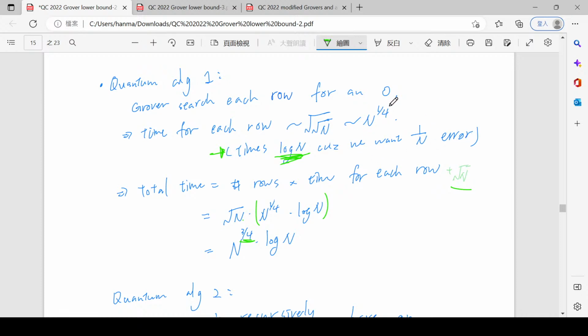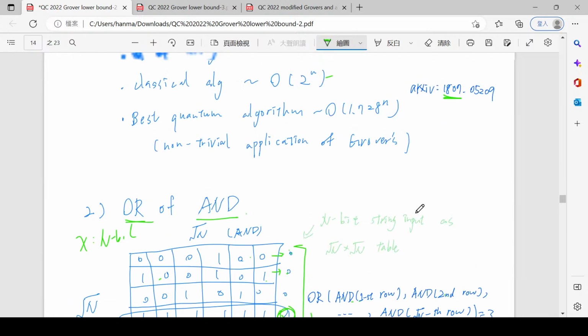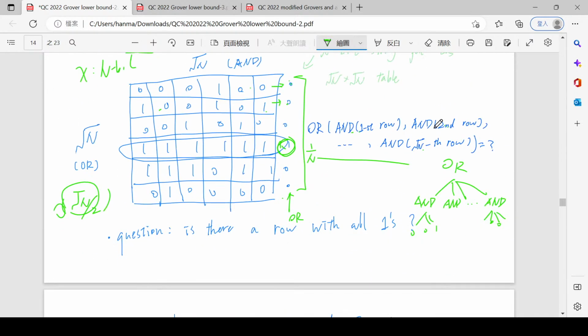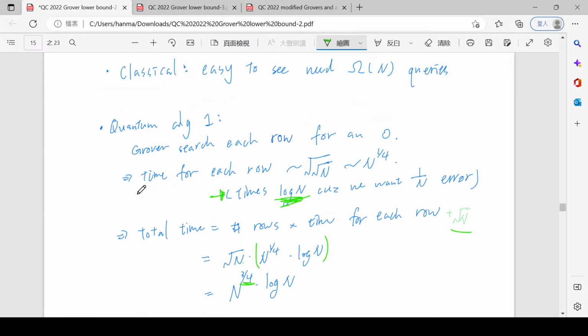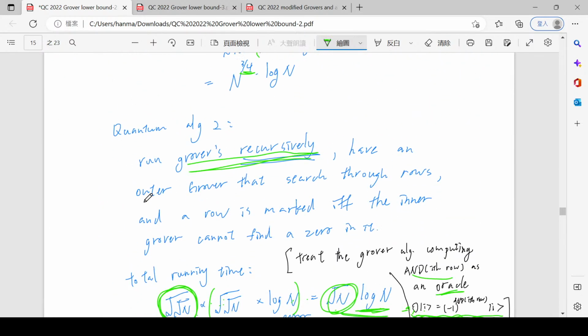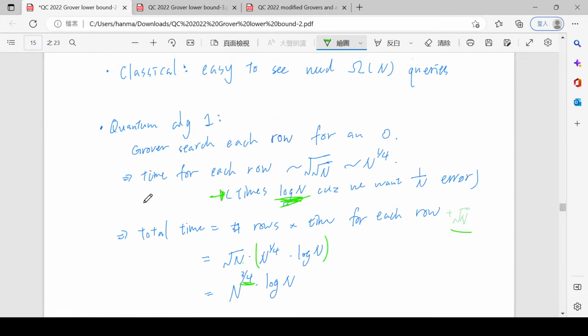So each row needs n to the 1/4 queries. There are square root n rows, so you multiply that number by square root n. The total query complexity is n to the 3/4 times log n. So that's one way to get a quantum speedup. But is there a way to do better? There is. You can also do the second step with Grover search.